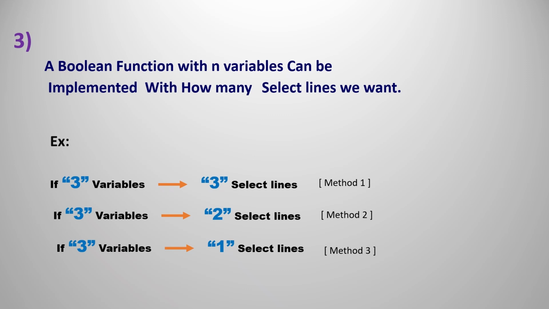If you observe this third one, we can choose how many select lines we want with the help of the third method. The first statement is according to method one: if you have three variables, we are going to have three select lines. In the second method, with three variables, we are going to have two select lines. But in the third method, we can implement the three variables with the help of only one select line. So let's see that.